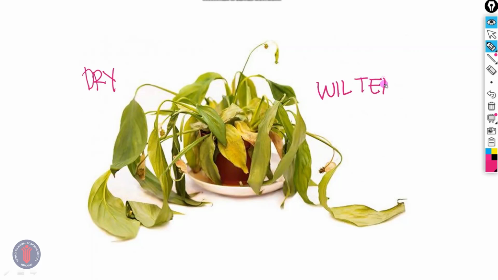So what do you think is the cause of this plant being like this? Yes, it is lack of water. Okay, since the water will fill up the stem and the leaves, it will make the plants firm. But when there is a lack of water, it will be the vice versa of the condition. So this plant might get dry and also wilted.